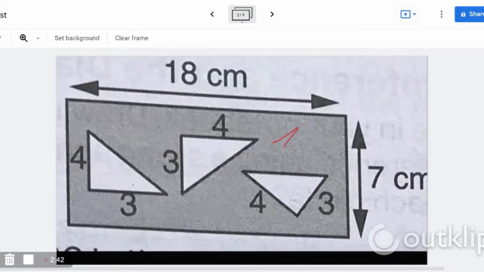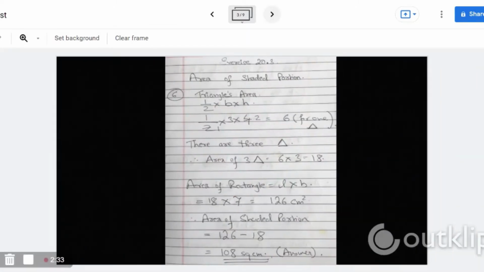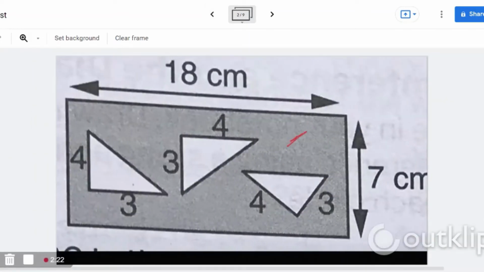Now in order to find out the area of this shaded portion, where I'm moving my red color pen, it is simple. From the area of the rectangle, you subtract the area of the triangles. So 126 minus 18, if you do, you will get 108. This 108 is the area of this shaded portion. This is how you will find the area of the shaded portion.